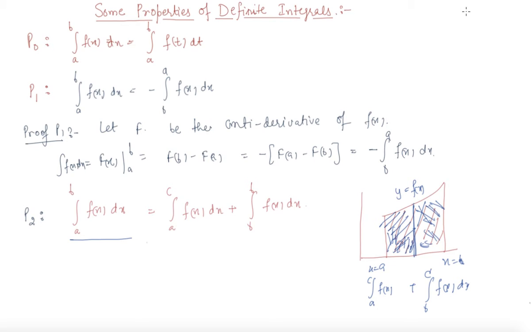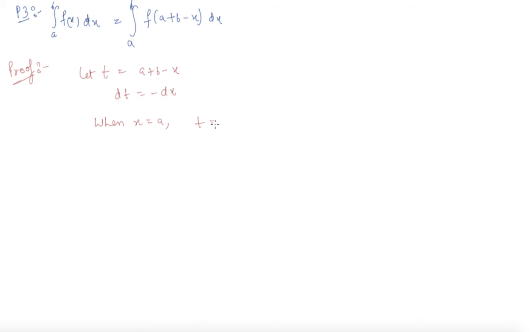Now move to property number 3, which is the integral from a to b of f(x) dx is equal to the integral from a to b of f(a plus b minus x) dx. Okay, so students, the proof of this property: let t equal a plus b minus x. So dt is equal to minus dx if we differentiate on both sides. So when x equals a, t is equal to b, putting the value of x equal to a in this, we get t equal to b, and when x equals b, t will become a.